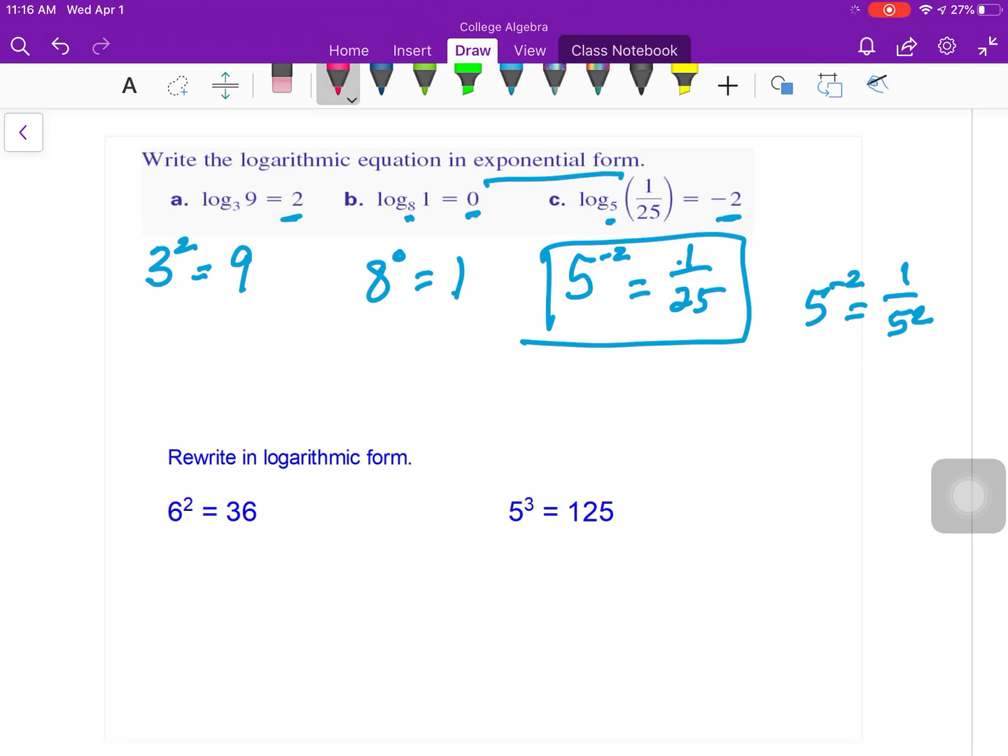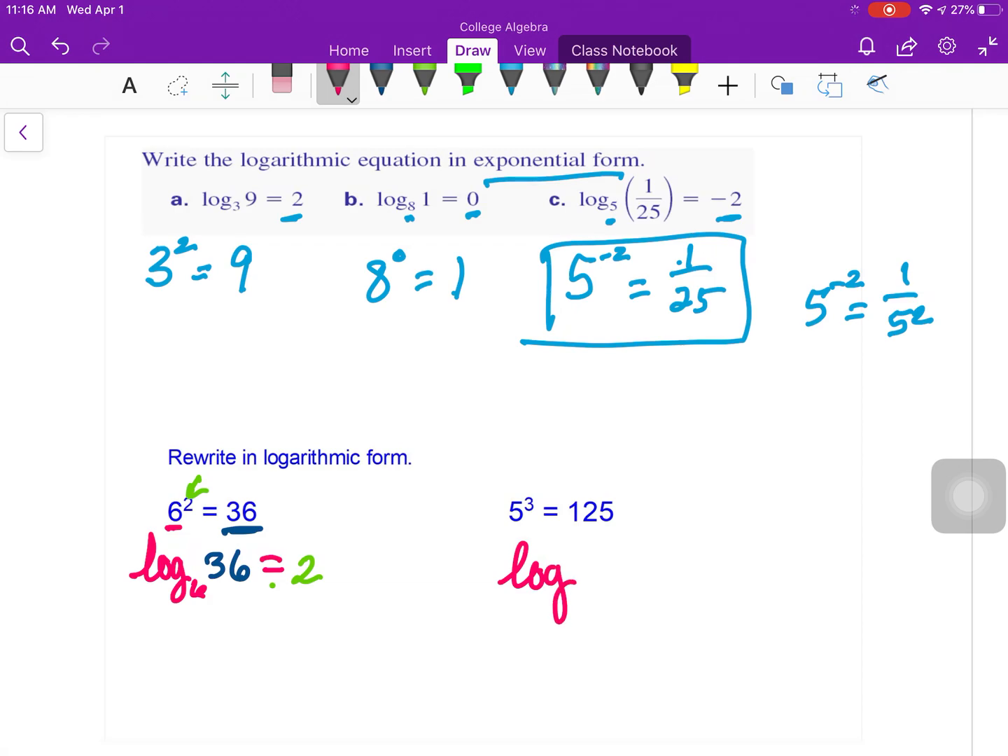Now let's go the other way. Given the exponential, rewrite it in log. So I need log. What's my base? 6, 2, or 36? 6 is my base. Log base 6. Of the value, my value is 36, equals the exponent. Well, my exponent was 2. So log base 6 of 36 equals 2.